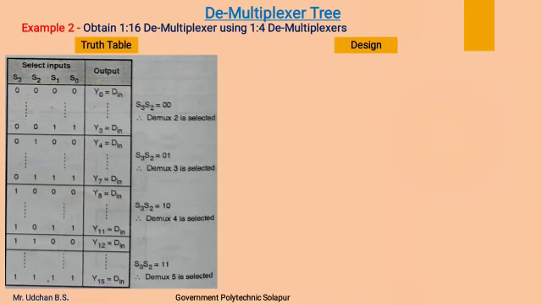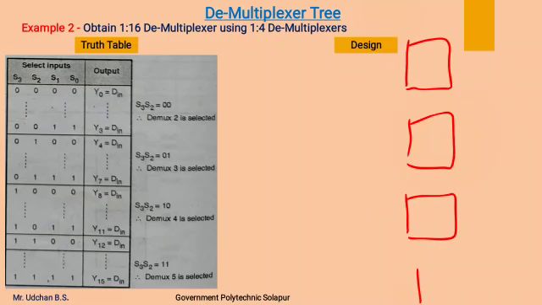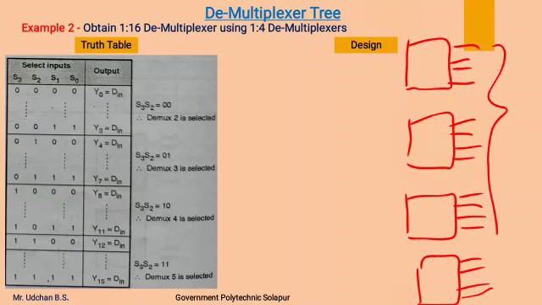So to construct a 1:16 demultiplexer, we require 4 1:4 demultiplexers. Now here space is very small, so I will redraw the design again. These are the 4 1:4 demultiplexers. These are the output lines of each demultiplexer, which will make 16 output lines.